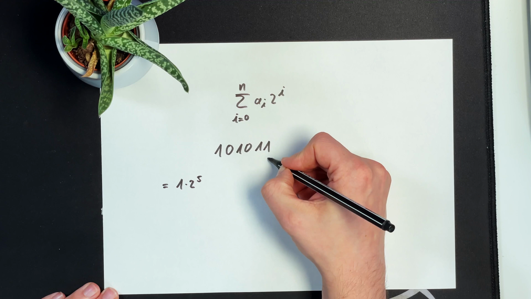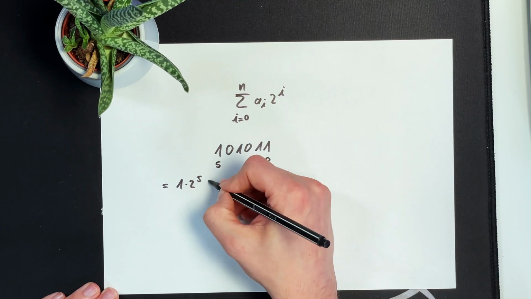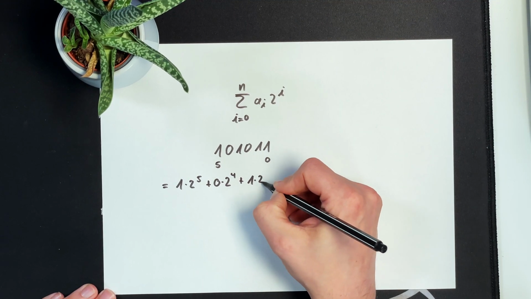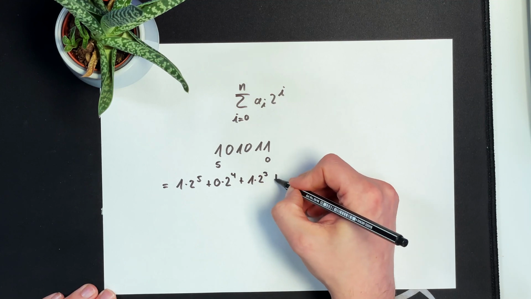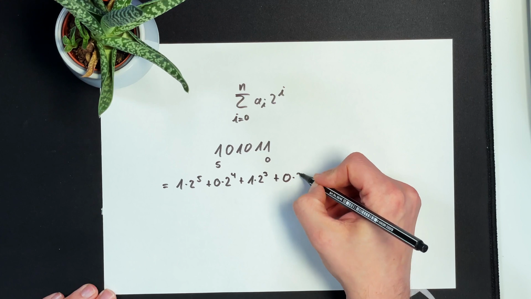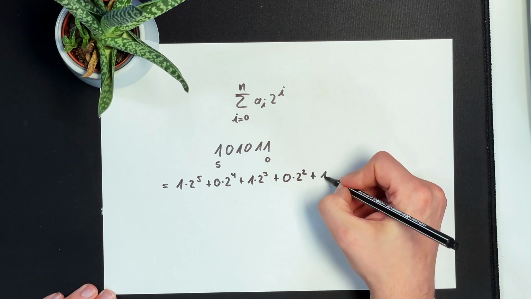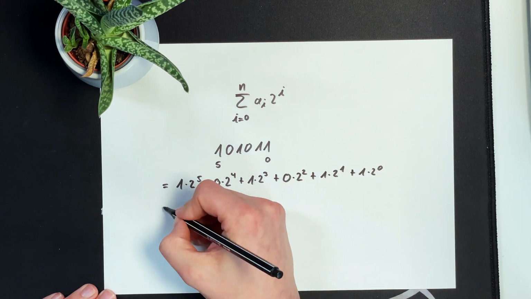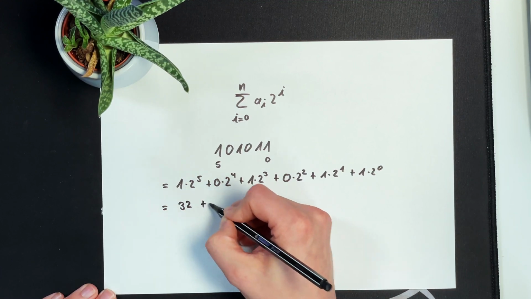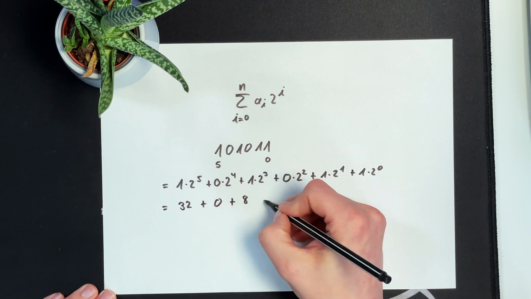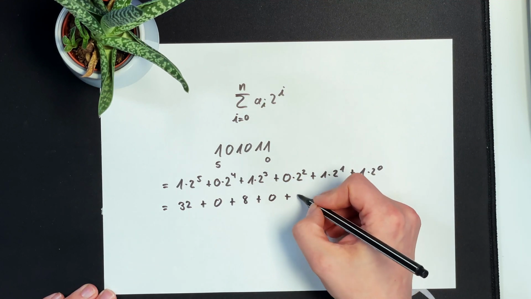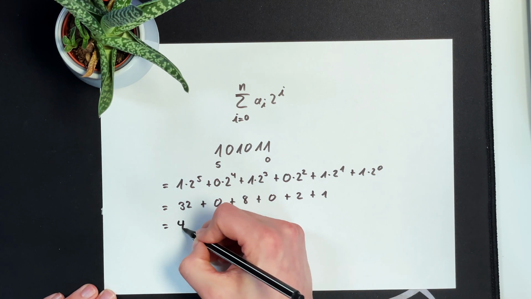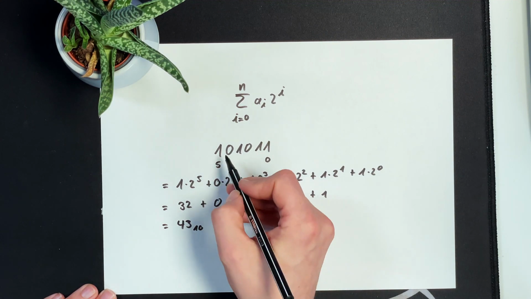because we start with 0 on this side and this is 5, plus 0 times 2 to the power of 4, plus 1 times 2 to the power of 3, plus 0 times 2 to the power of 2, plus 1 times 2 to the power of 1, plus 1 times 2 to the power of 0. And this is 32 plus 0 plus 8 plus 0 plus 2 plus 1. And when we add all those numbers together, we get 43 as our decimal representation for our binary number.